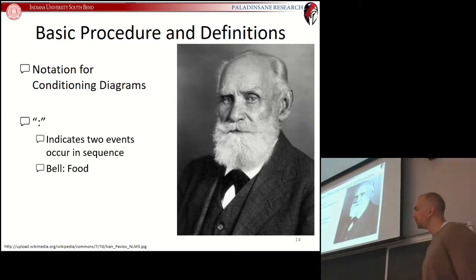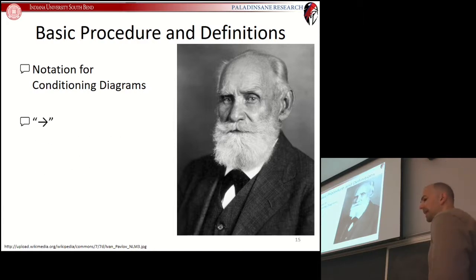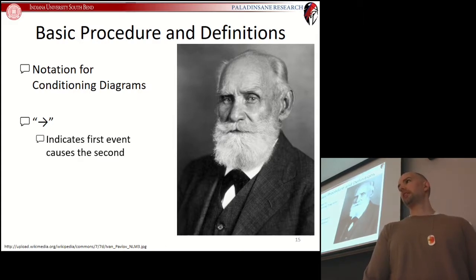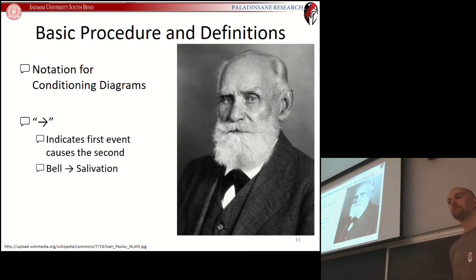There's another term or notation, it's that arrow there. And this is when the first event actually causes the second event. So the first event causes the second event to occur. And if you have bell arrow salivation, what that means is that the bell is actually causing the salivation. So in the first case with the colon, the bell didn't cause the food, right? A bell doesn't cause food. You ring the bell, you show the food. But in this case, what this is indicating is that the bell is actually causing salivation.